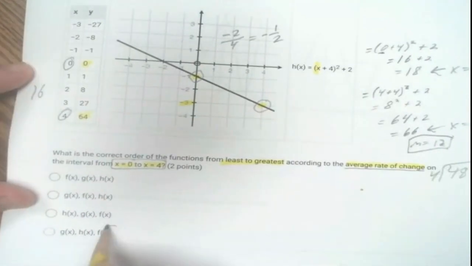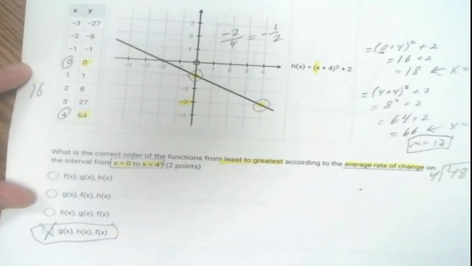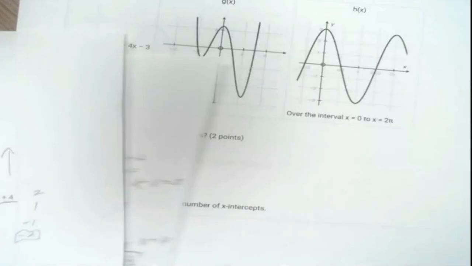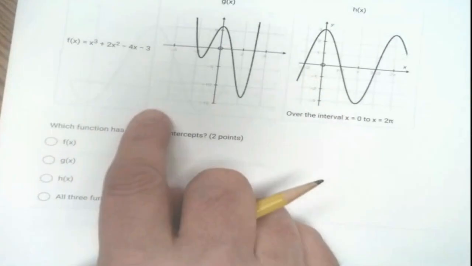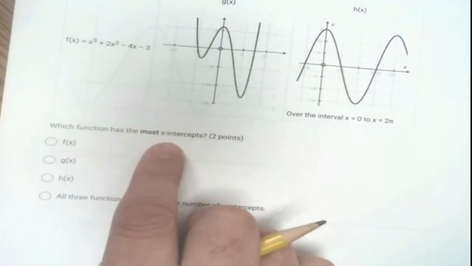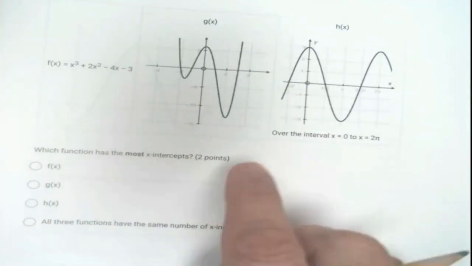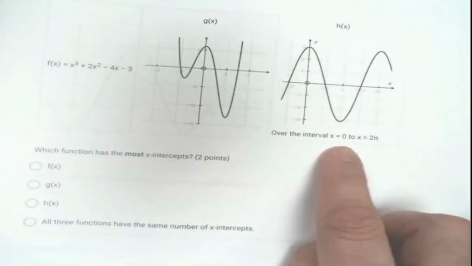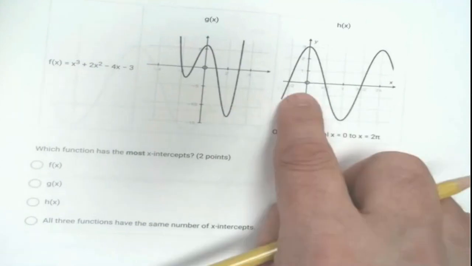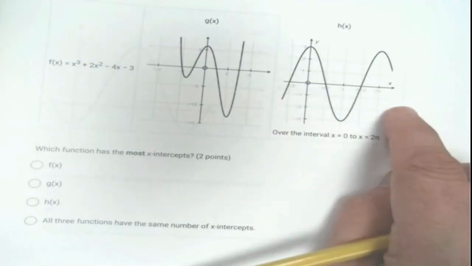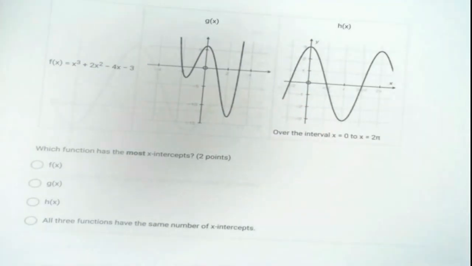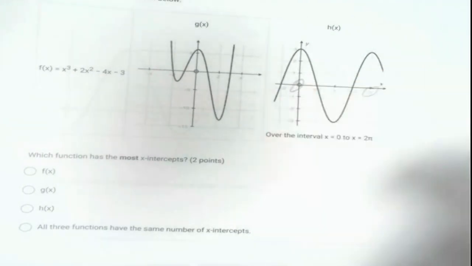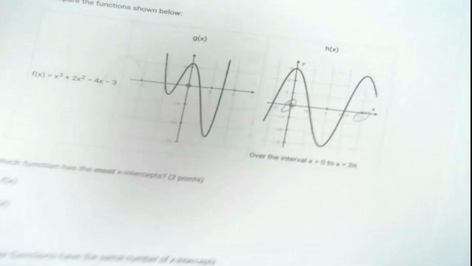So we're looking at this one. All right, so there's only 1, 2, 3. This is comparing the functions below, which has the most x-intercepts. And this is like a sine graph again, or cosine, one or the other. But it says only in this interval, only from 0 to 2 pi. So this is limiting. Here's 2 pi right here. So only from here to here, how many x-intercepts it had.